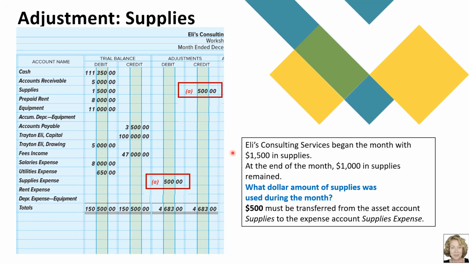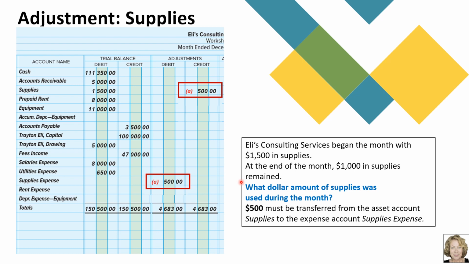The very first transaction is related to supplies. Eli's Consulting began the month with $1,500 in supplies. How do we know that? We can look at the trial balance column, and we can see that the supplies account is listed with a $1,500 amount in the debit column of the trial balance. At the end of the month, $1,000 worth of supplies are remaining, which means that Eli's Consulting used up $500.